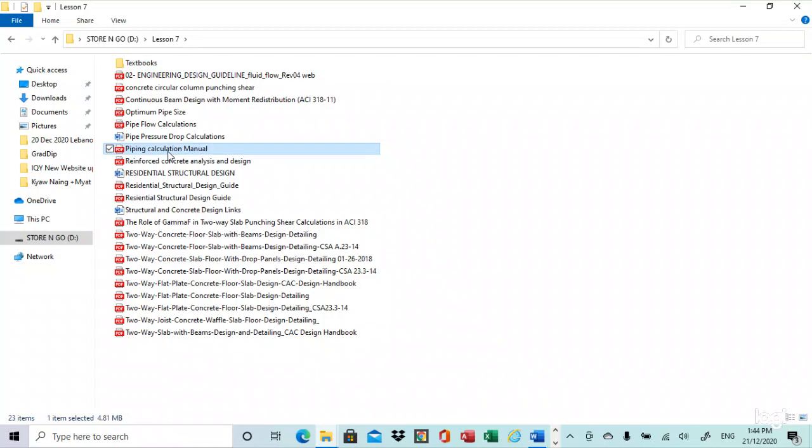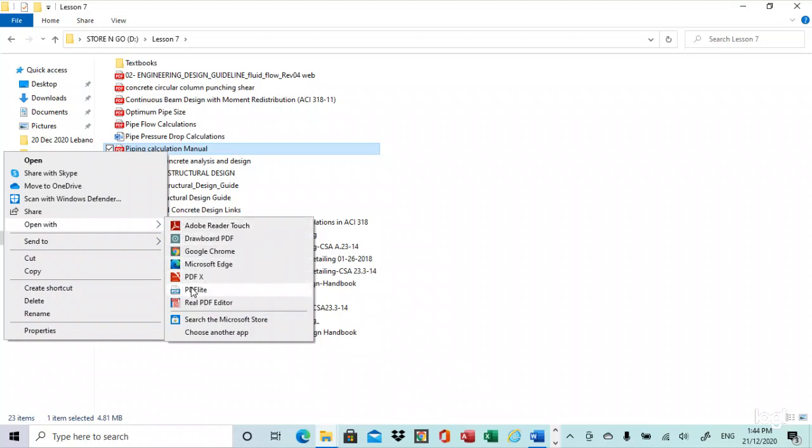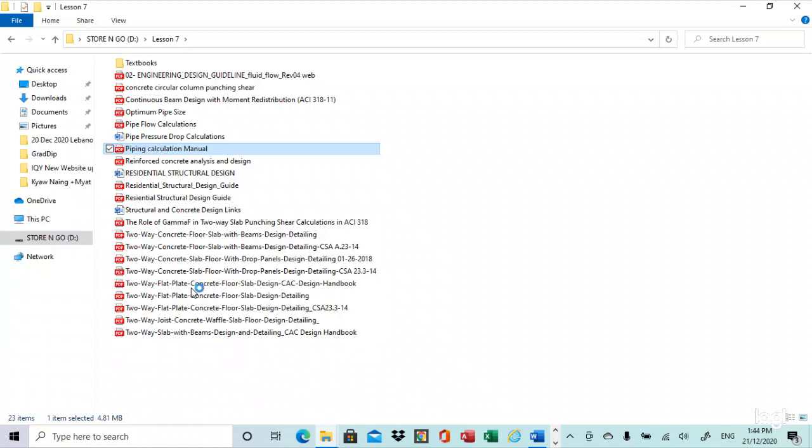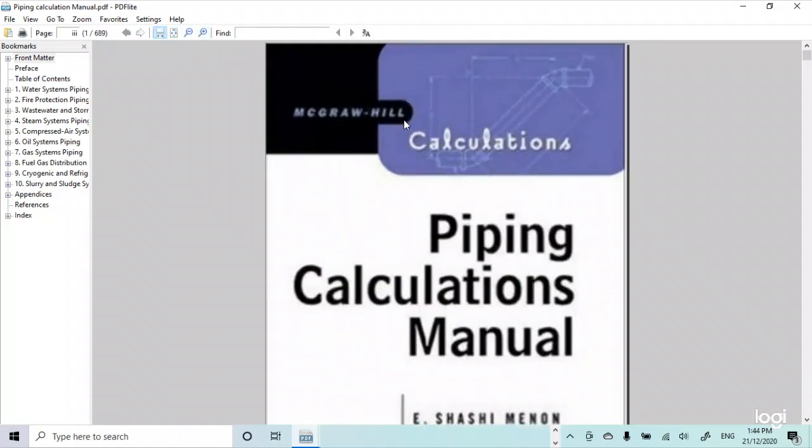So the reference is a piping flow calculation manual. This handbook will be provided. I give you the technical paper, and together with the technical paper you have to read the piping flow calculation manual handbook as a reference.